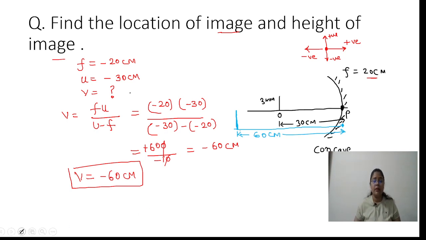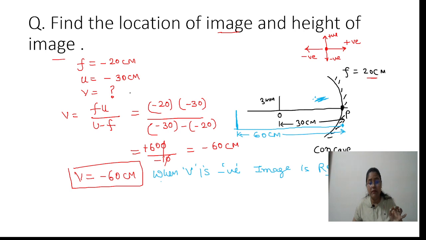Whenever V is negative, that is an important remark here. When V is negative, the image is real. Whenever V is negative, the image is always real. That is an important concept, because some questions ask whether the image is real or virtual. So keep in mind that whenever V is negative, the image is real. Done. The first part of this question is complete.